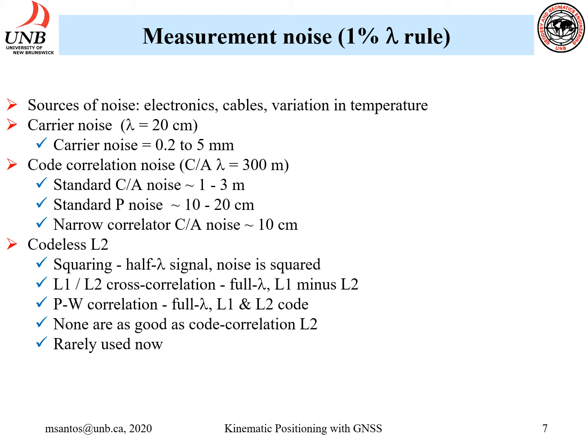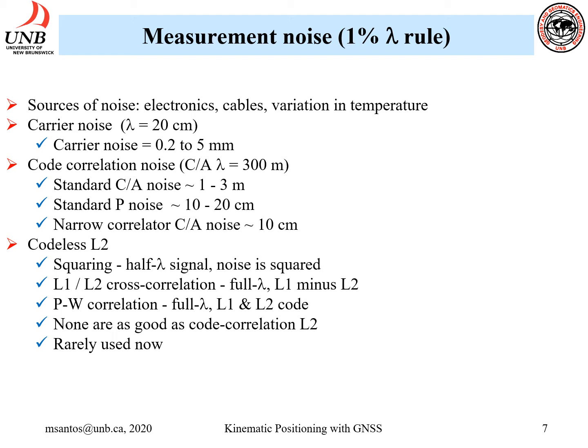Applying the 1% lambda rule, we would have a carrier noise equal to 0.2 millimeters, but we may have noise that goes as much as up to 5 millimeters. Looking now at the pseudorange, considering the wavelength of the CA code equals 300 meters, the 1% lambda rule would indicate a noise equal to 3 meters, but it can be as low as 1 meter.